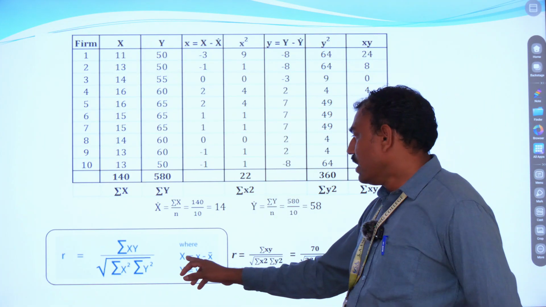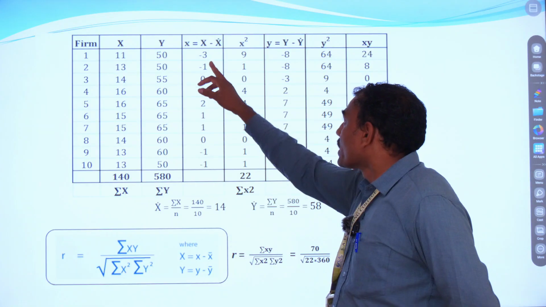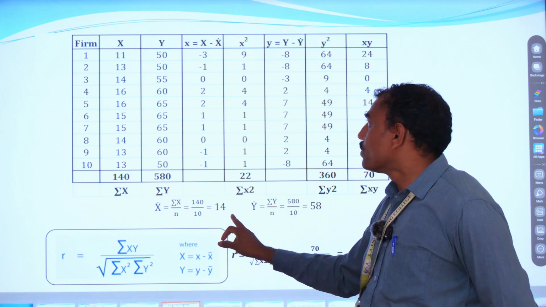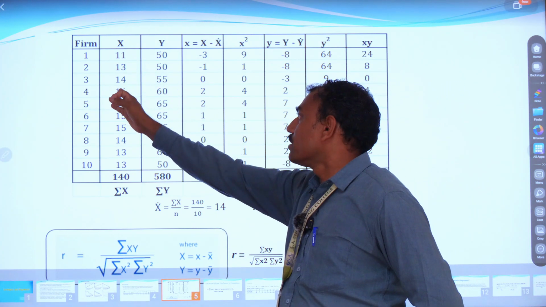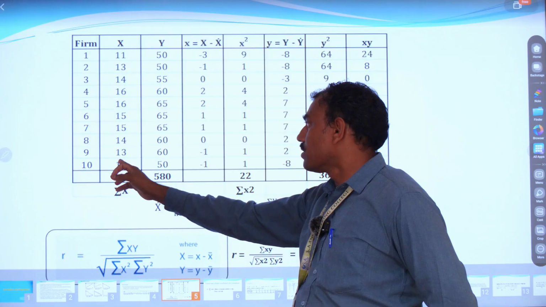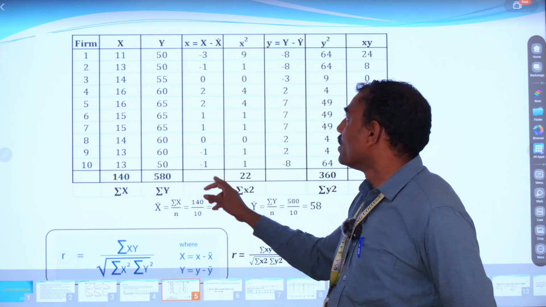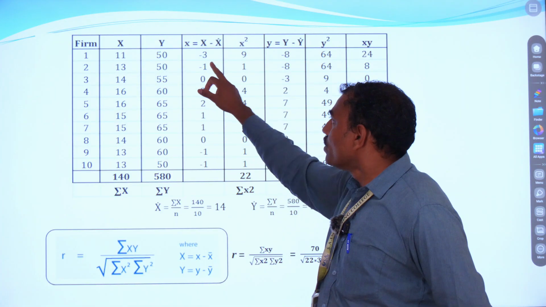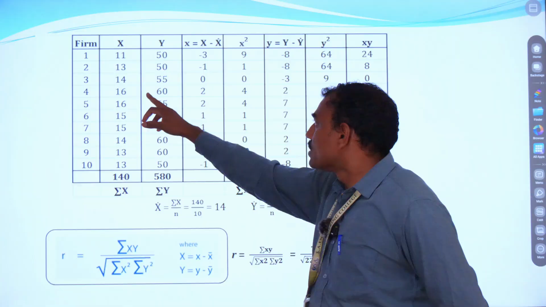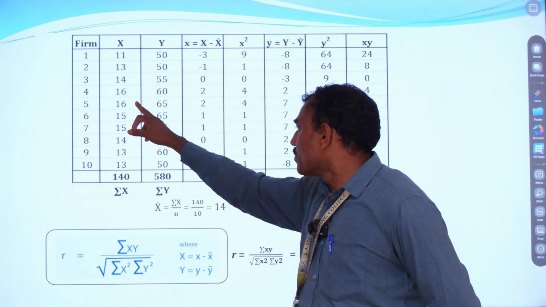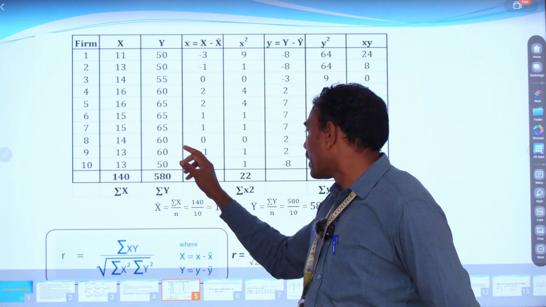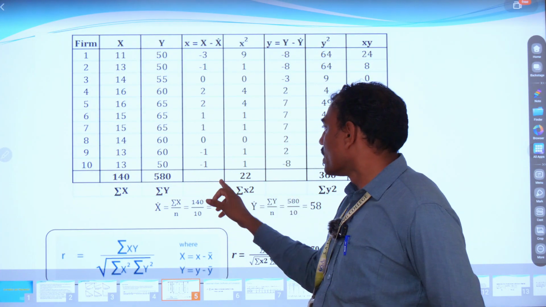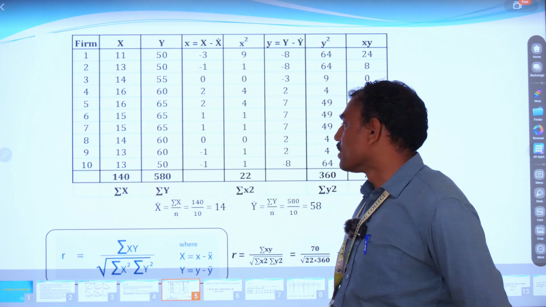Next we find x, so x equal to X minus x bar. X bar is found, x bar equal to 14. The X values are 11, 13, 14, 16, 16, 15, 15, 14, 13, 13. So 11 minus 14 equal to minus 3. 13 minus 14 equal to minus 1. 14 minus 14, 0. 16 minus 14, plus 2. 16 minus 14 equal to plus 2. 15 minus 14, 1. 15 minus 14, 1. 14 minus 14, 0. 13 minus 14, minus 1. 13 minus 14, minus 1.